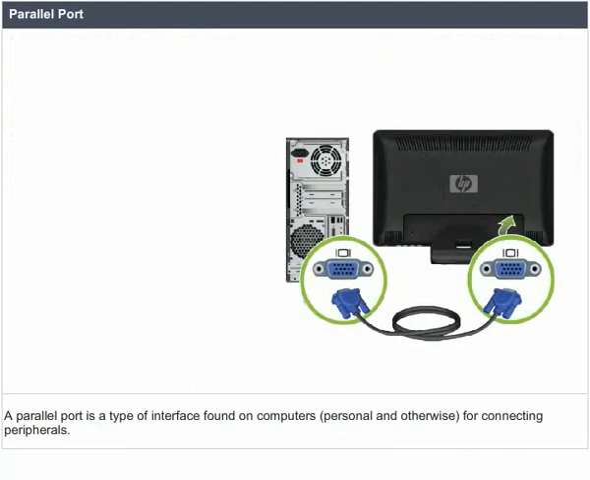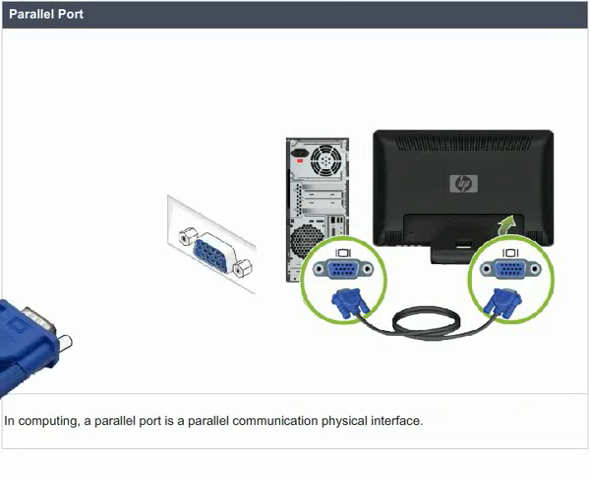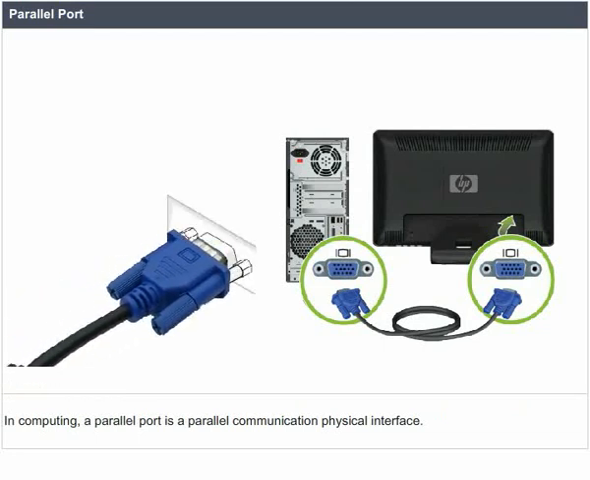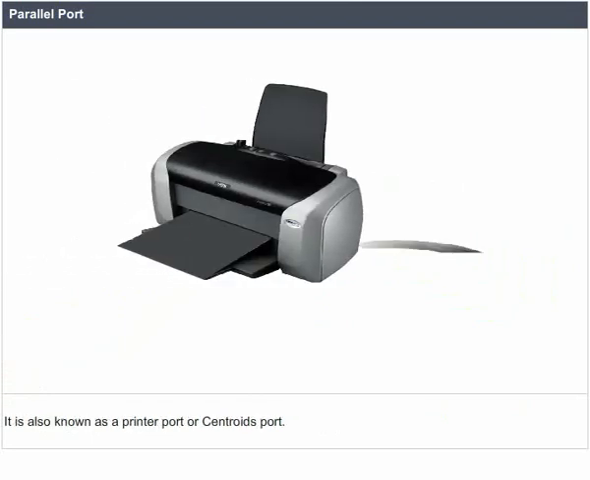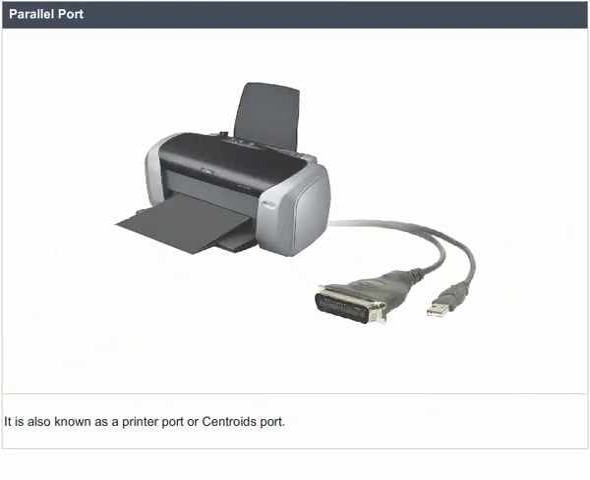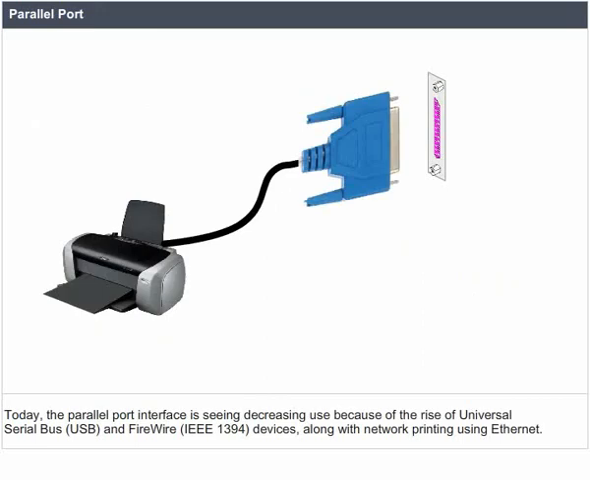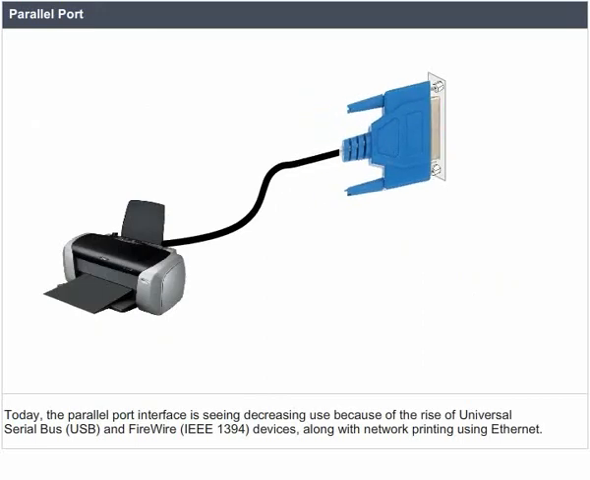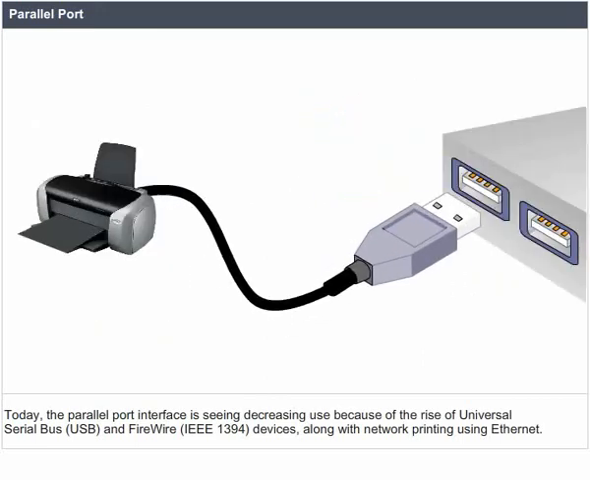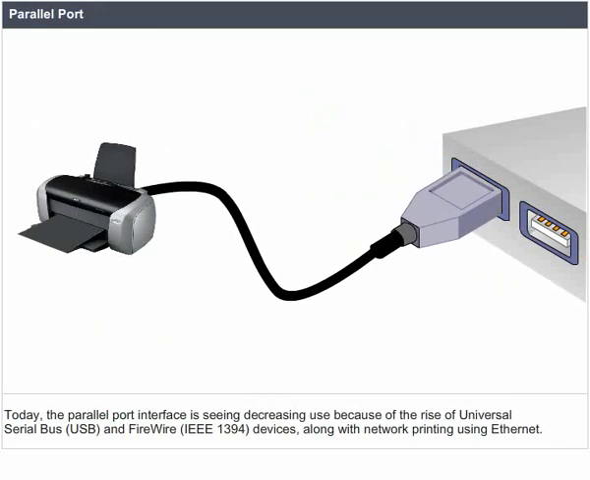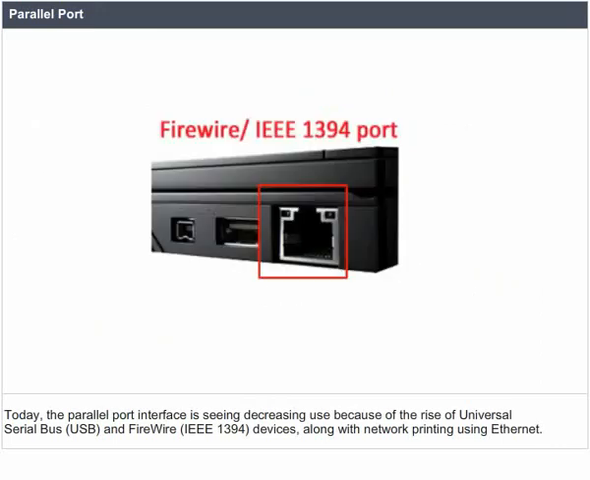Parallel port. A parallel port is a type of interface found on computers, personal or otherwise, for connecting peripherals. In computing, a parallel port is a parallel communication physical interface. It is also known as a printer port or Centronics port. Today, the parallel port interface is seeing decreasing use because of the rise of USB, or Universal Serial Bus, and Firewire IEEE 1394 devices, along with network printing using Ethernet.